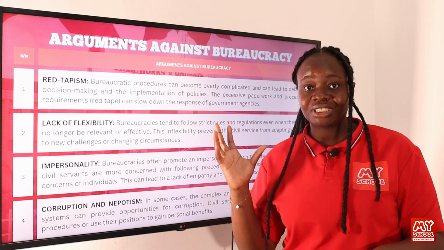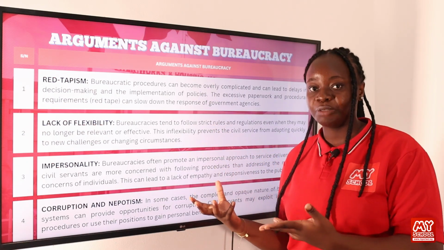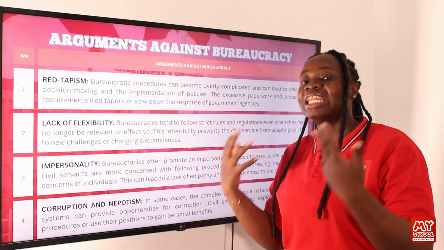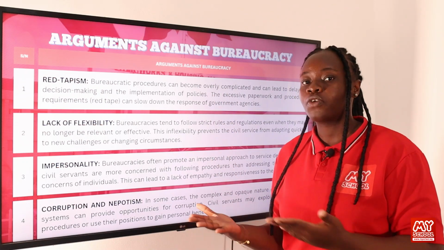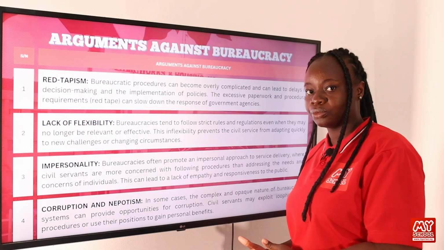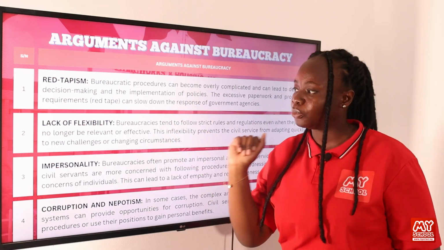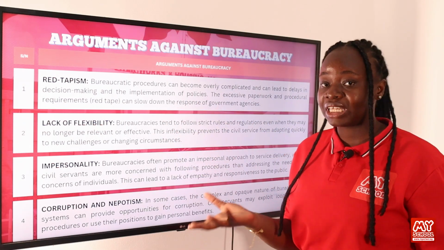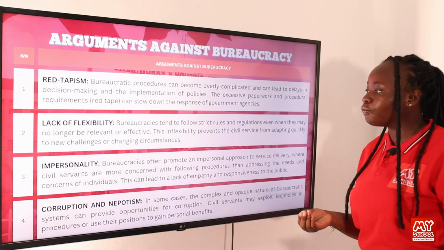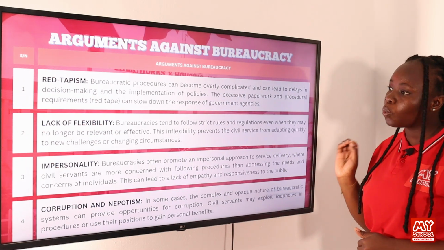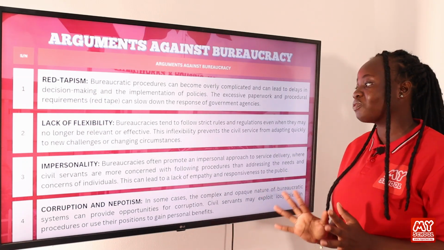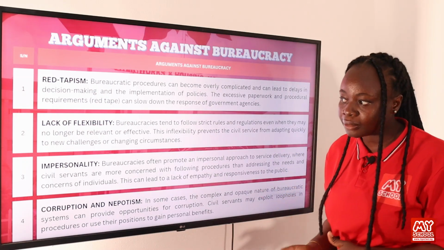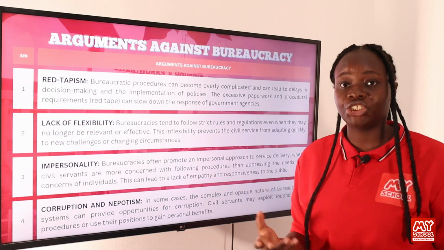So the Nigerian civil service is known for its red tapeism. The fact that before anything can be done, you have to fill out different paperwork that takes a long time to be processed. So it is one of the arguments against bureaucracy. There is also the lack of flexibility. Bureaucracies tend to follow strict rules and regulation even when they may no longer be relevant or effective. So this inflexibility prevents the civil service from adapting quickly to new challenges or changing situations.